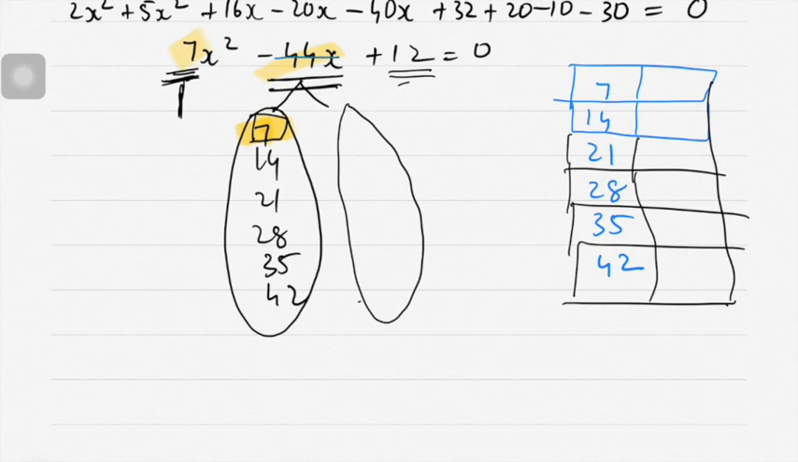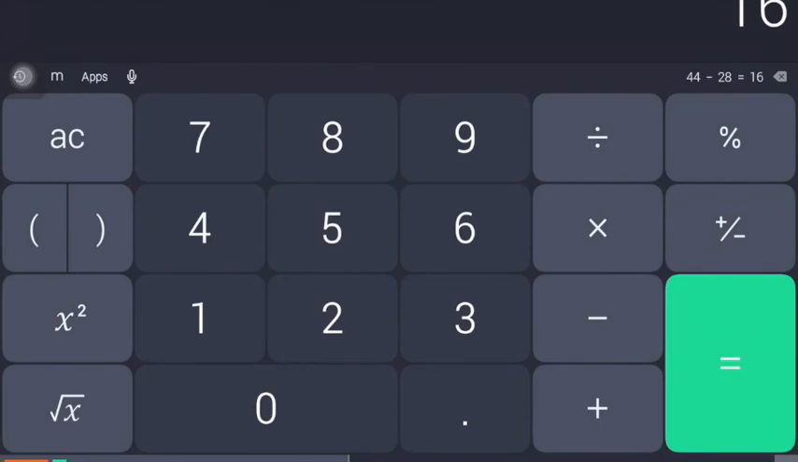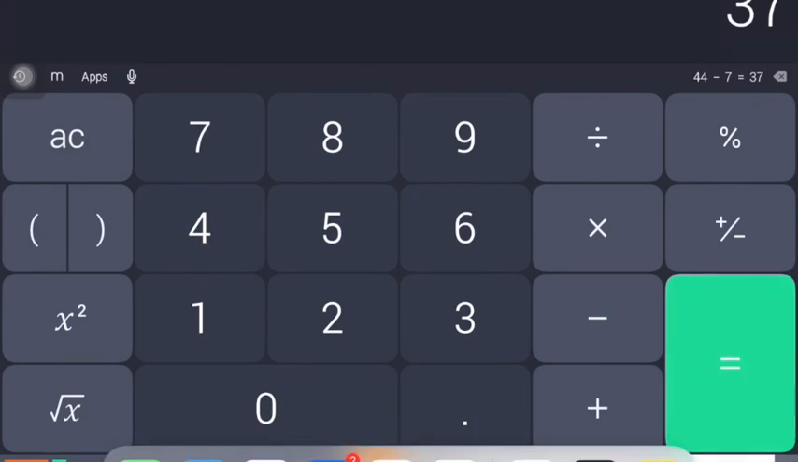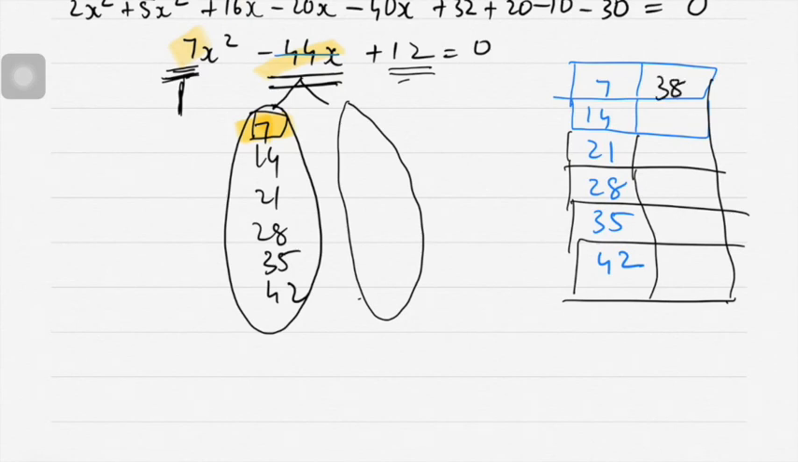Out of 44, 7 you are taking as the first number. So the next number has to be 38, so 7 plus 38 will become 44. But is 38 a factor of 12? No. So you will not take the first option. Second option is 14, and the remaining would be 30, because 14 and 30 make 44. But is 30 a factor of 12? No. You will not take this option.